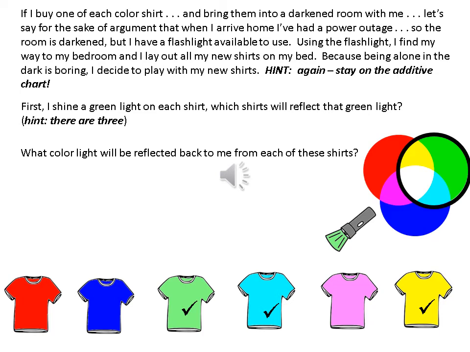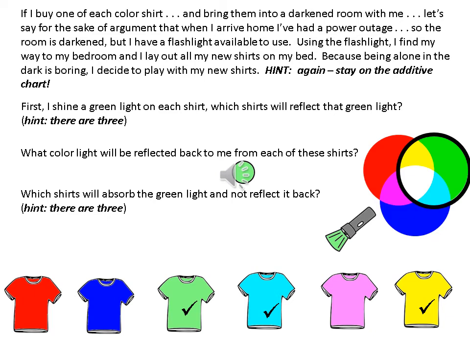We can see from the chart that yellow is made by combining red and green light, and that cyan is made by combining blue and green light. But I'm not shining red light on any of the shirts, and I'm not shining blue light on any of the shirts. I'm only shining green light. So the only color light that can reflect back up from all three of the shirts, regardless of their color, is green light.